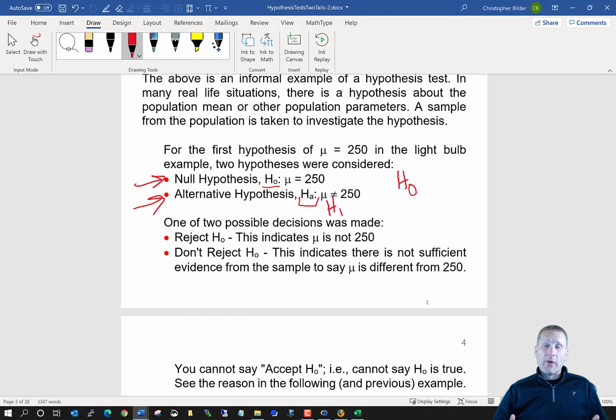Now, there were one of two possible decisions that we were making based upon this sample in this light bulb example. We either rejected H0. This indicates mu is not equal to 250 if we go back to the original hypothesized value of 250. Or we don't reject H0, meaning this indicates that there's not sufficient evidence from the sample to indicate that mu is different from 250. It might be different. It could be 250. Could be 251. But as we saw with that interval, it gives us a range of numbers, and we don't know if it is equal to 250 or not.